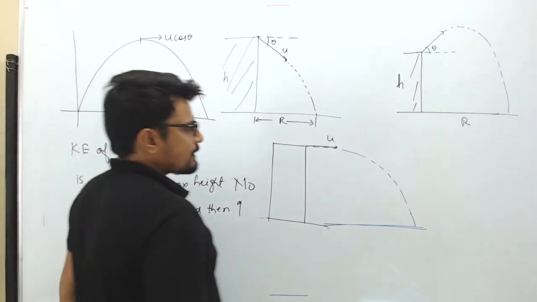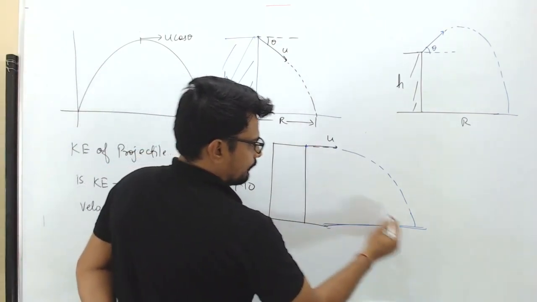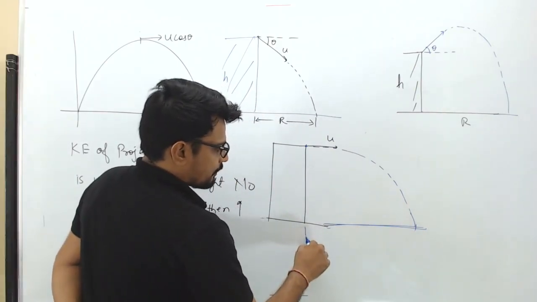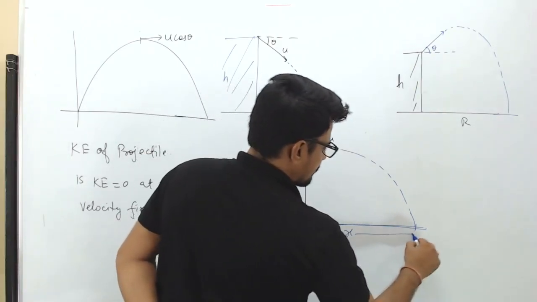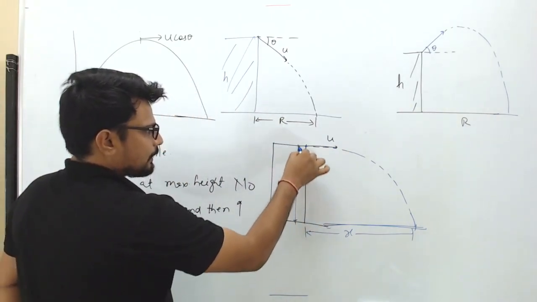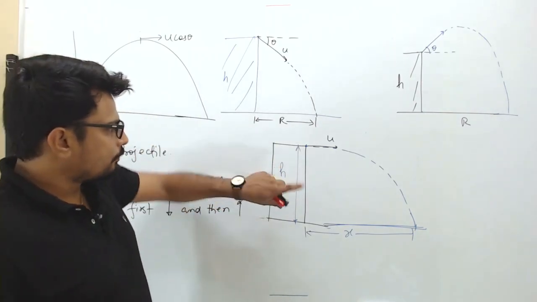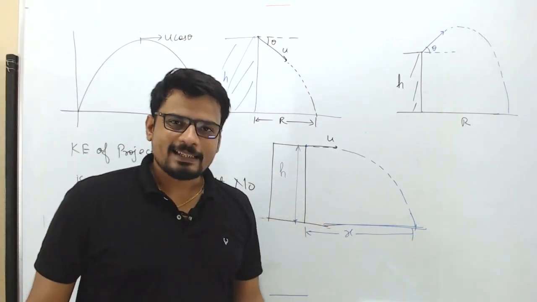Now, you need to understand one thing. The time in which the body came from this point to this point, that is the time in which it has moved a certain horizontal distance. In the same time, the body has traveled a vertical displacement as well of, let's suppose, h. So the time for this movement and time for this movement is same.